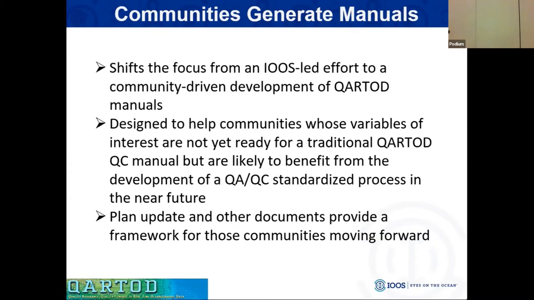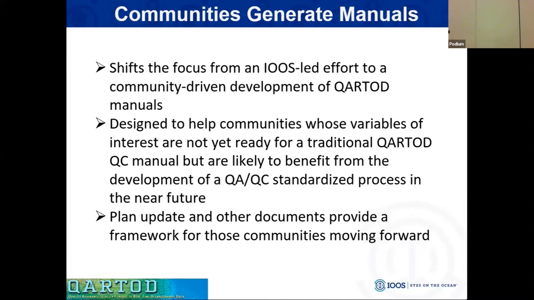Another change that we're making to Quartet is that the onus to create a manual is shifting to the community. In the past, the national coordinator, together with the Quartet Board of Advisors and IOOS, would choose a variable and then go about creating it with the assistance of the community members. But the remaining core variables are complex, and we're going to need the subject matter experts associated with that particular field to step up and say, yeah, it's time to create some QAQC documentation. Quartet and IOOS are ready to help, but the onus is on the community itself.